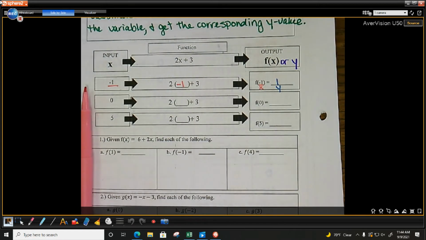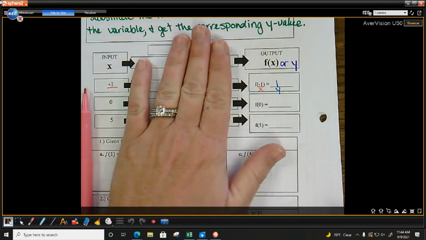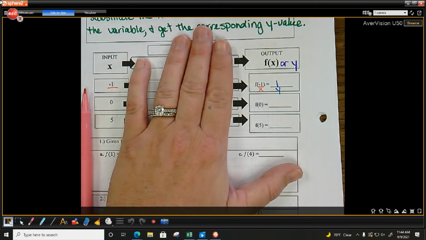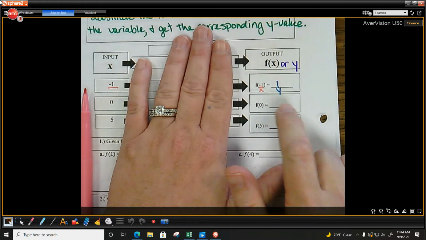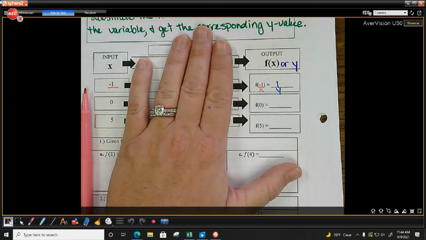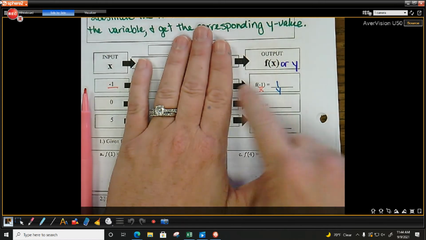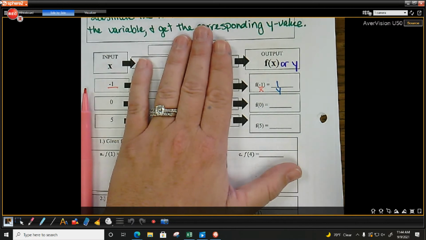Another reason we like function notation. I can give you this, and can you tell me an ordered pair? Negative 1, 1. X is negative 1, y is 1. If I just say y equals 1, can you tell me an ordered pair? No. That's why we also like function notation. I can write it like this, and you can tell me the exact ordered pair that we're talking about. Okay?